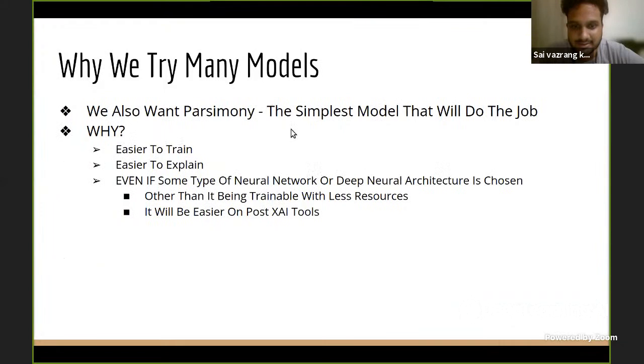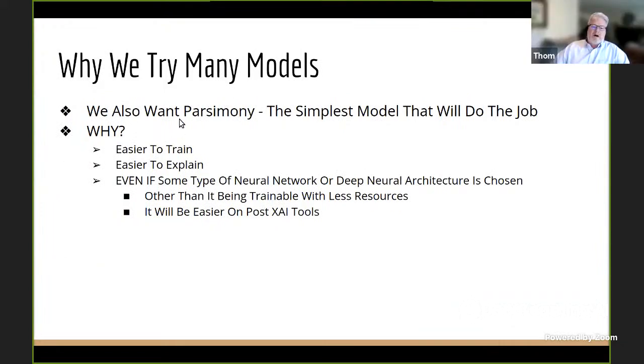Excellent. Okay. So why do we try many models? Continuing on, we also want parsimony. In the simplest words, that's the simplest model that will do the job. It's not too few features. It's not too many features. But why do we aim for that? It's easier to train, but more to this presentation, it's easier to explain. If we have too few features, the model's not very accurate because of that, or if we have too many and it's inducing noise, it's just going to make it harder to explain, because we're trying to explain things that shouldn't be there or that should be there.